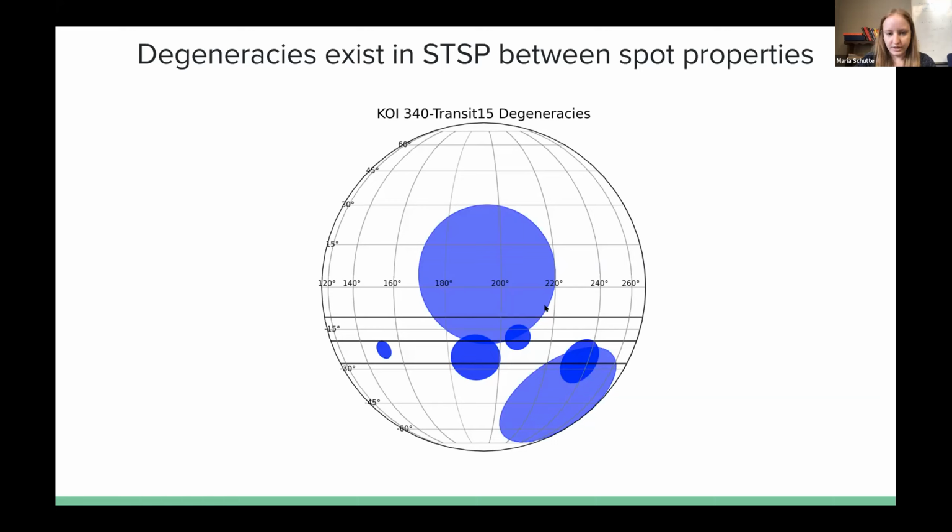But it is important to note that we can get even larger spots if we consider that maybe these spot groups are not quite in the path of the planet. It is also important to note that we do assume circular spots with STSP, and that is another limitation of the model.